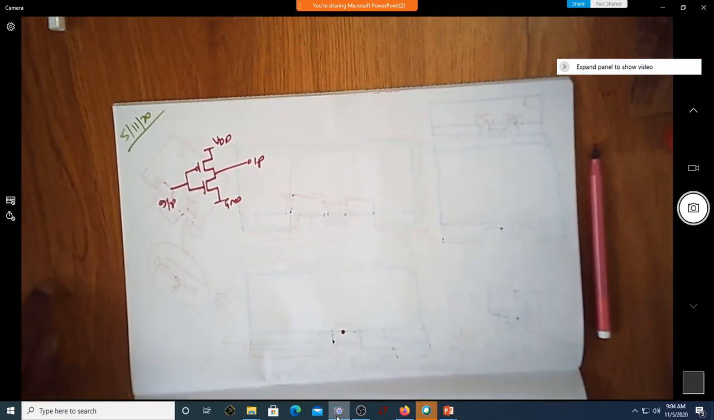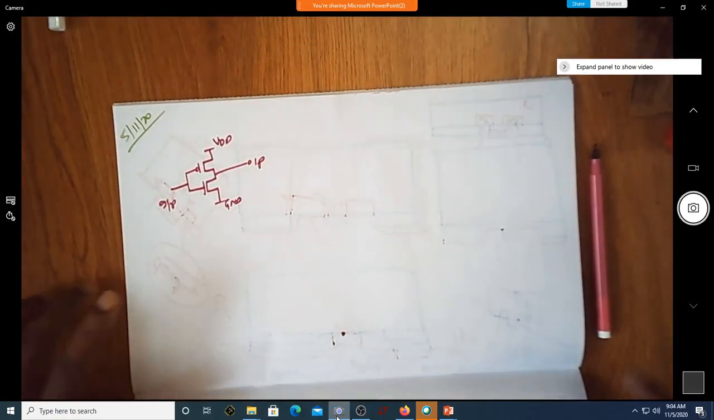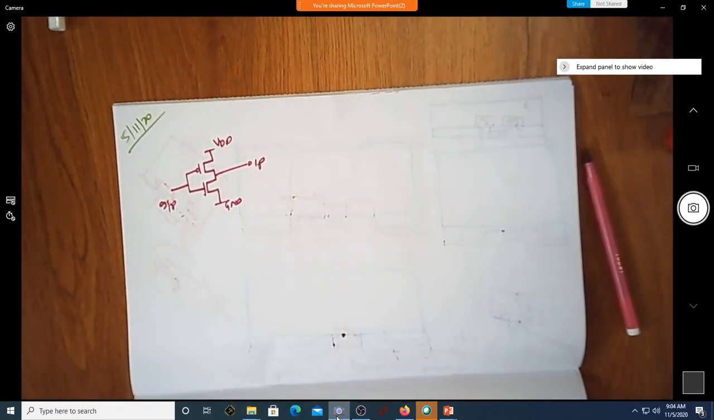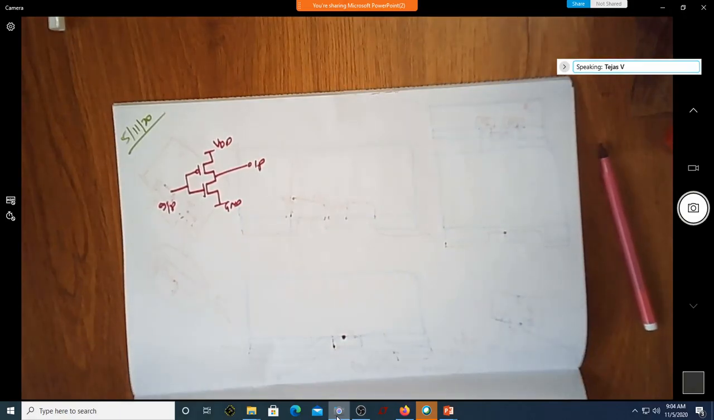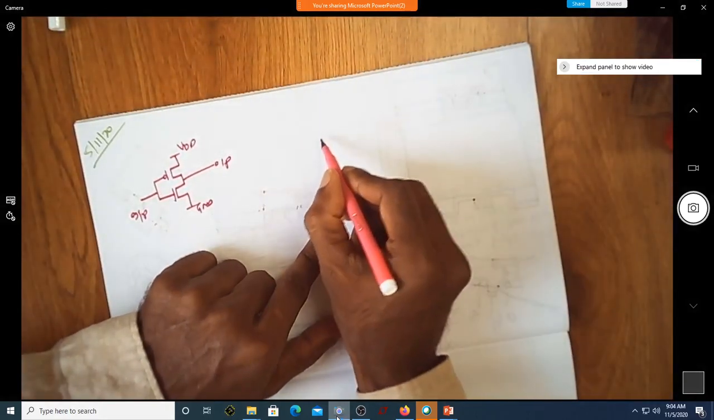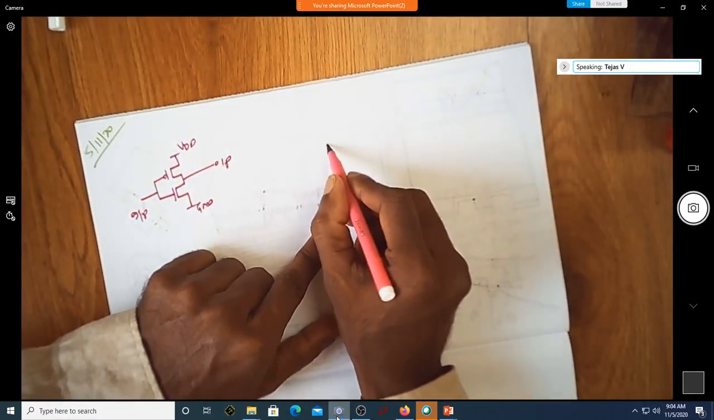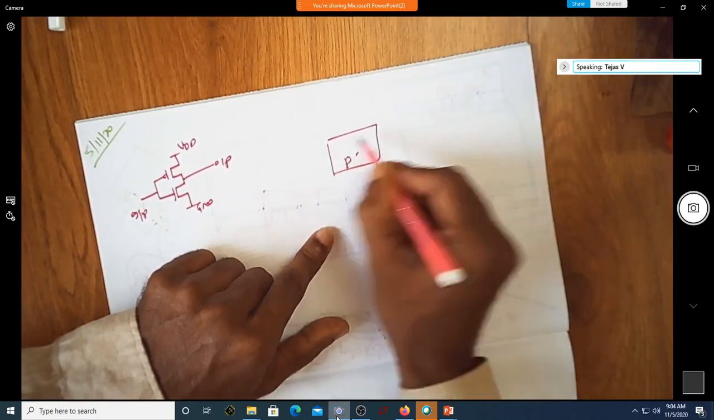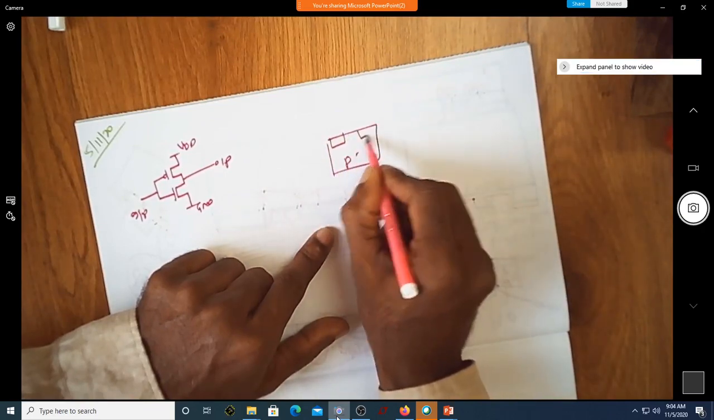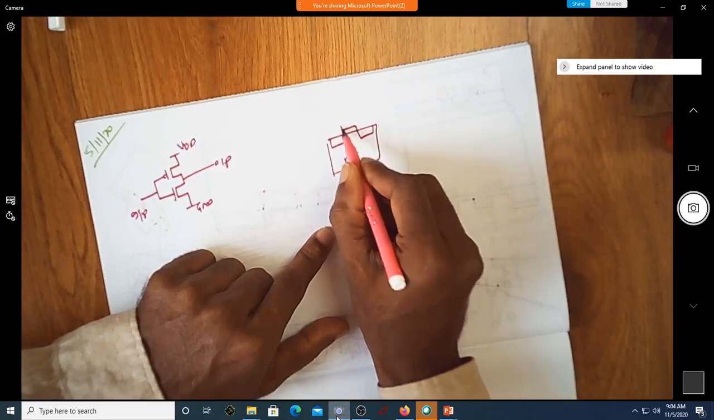Tejas, how do you realize an NMOS transistor? What is the substrate required? P substrate, sir. Perfect. So I'm going to have a P substrate. Then I will have n plus, n plus, and then you're going to have this gate.